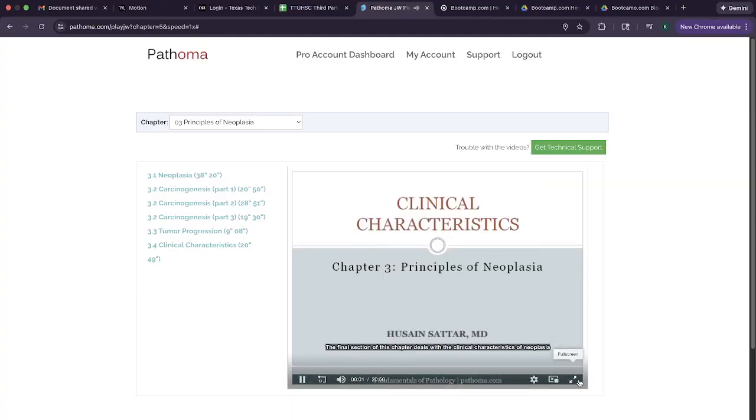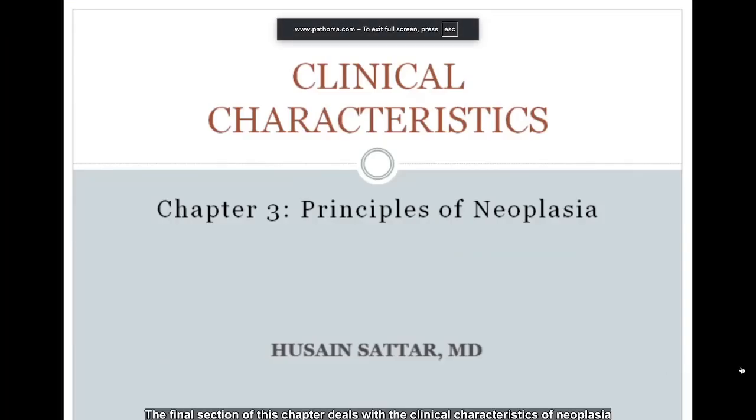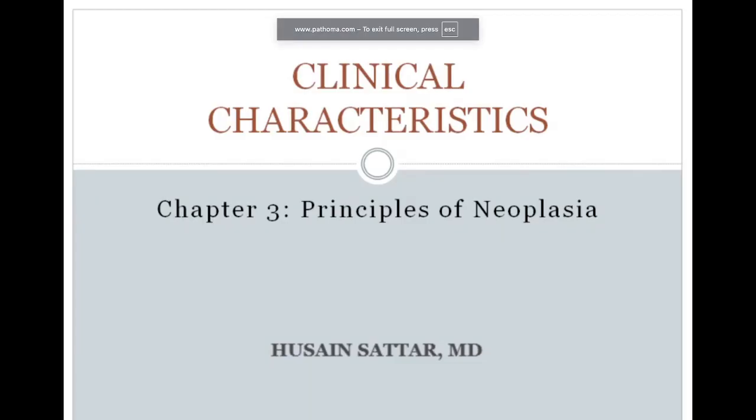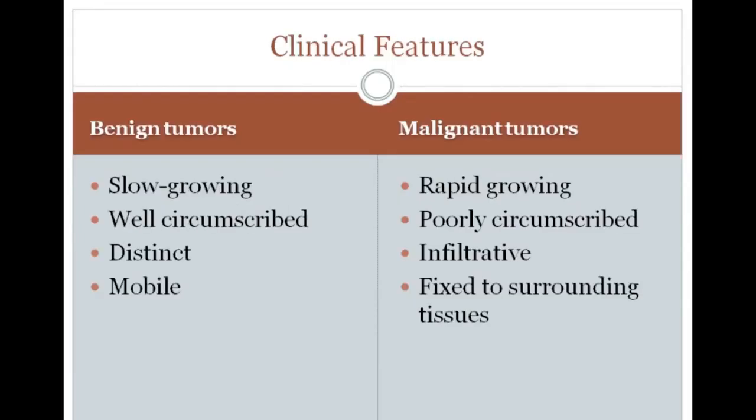The final section of this chapter deals with the clinical characteristics of neoplasia. The idea here is that once you go through the sequence of carcinogenesis and tumor progression, eventually the patients will present with certain important clinical characteristics, and that's what we want to discuss here. Now, we're not going to discuss specific characteristics for each individual tumor, but we're going to discuss some general concepts that you need to have concerning neoplasia and how it might present clinically. So obviously, we know that neoplasia can be divided into benign and malignant. So there are benign tumors and there are malignant tumors.